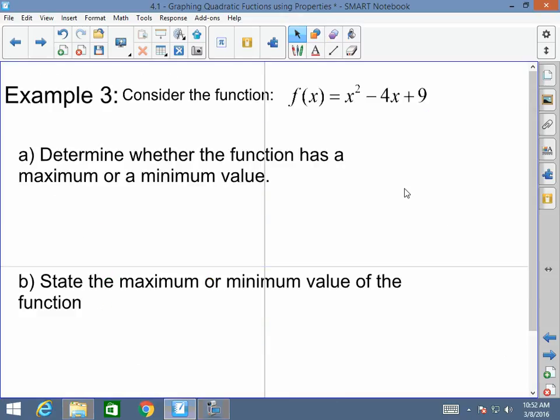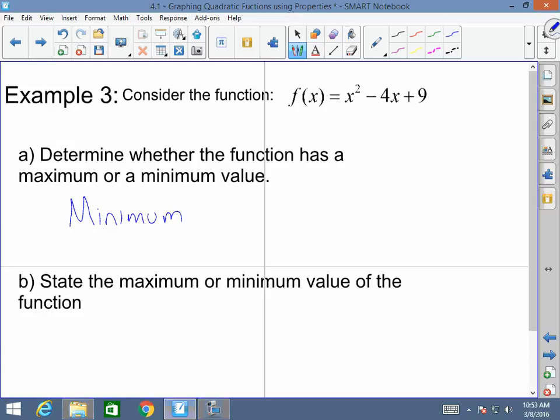Now, how do we apply this? This is SAT right here. Okay? Thank you, my brother. First of all, it says determine whether the function has a max or a min. Well, which way is this pointing? Up or down? So does it have a max or a min? Right, it has a minimum.